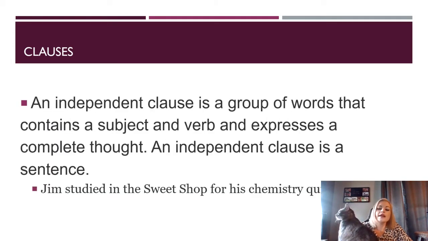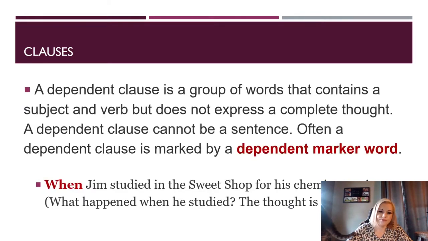So an independent clause is really just a group of words that can make a complete sentence on its own. It contains a subject and a verb and expresses a complete thought. So that's kind of how we define a sentence, really. So Jim studied in the sweet shop for his chemistry quiz. That's a complete sentence, an independent clause. We have a subject and a verb, expresses a complete thought.